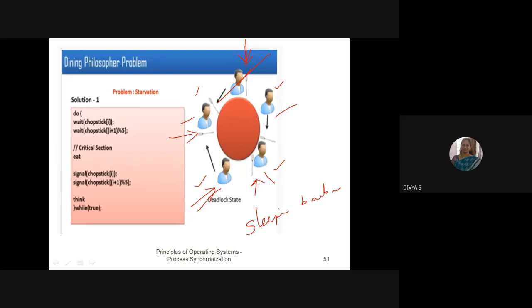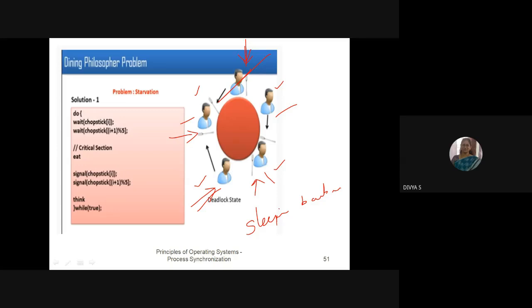So they are in an illusion that the philosophers are still busy eating. Okay, so in that situation, the problem takes place. This situation can encounter a problem called starvation. Now you see, with the first solution, we could make out that there are two possible problems. One is deadlock and the other one is starvation.